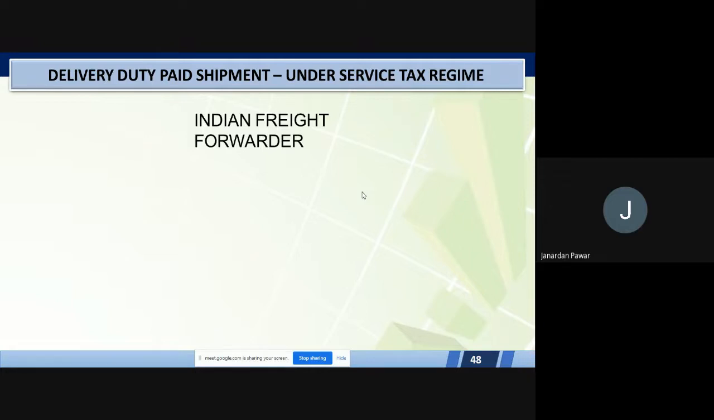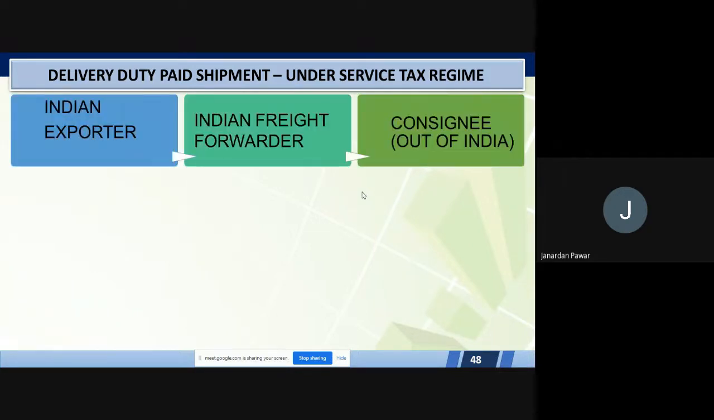We are going to get an idea about delivery duty paid shipment, which was there under the service tax regime. As we know, we had service tax also, and we used to pay service taxes to the government. What sort of relation is there between delivery duty paid shipment and service tax, that we are going to see. Here we are talking about the Indian freight forwarder. This concept exists in GST as well as in service tax. Once again, I am going to tell you the association, the correlation between delivery duty paid shipment and the service tax regime.